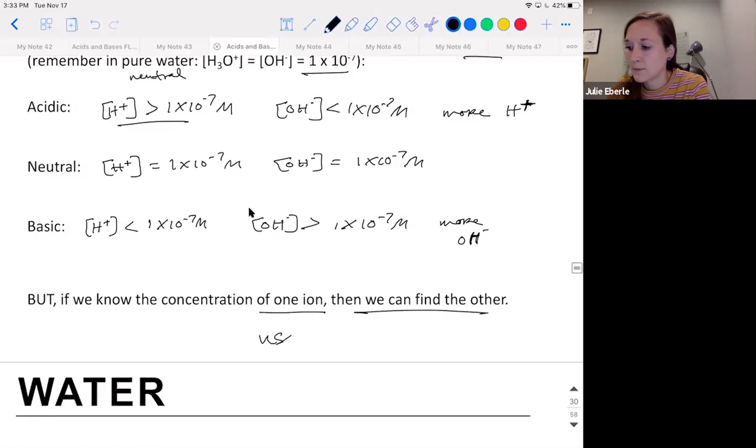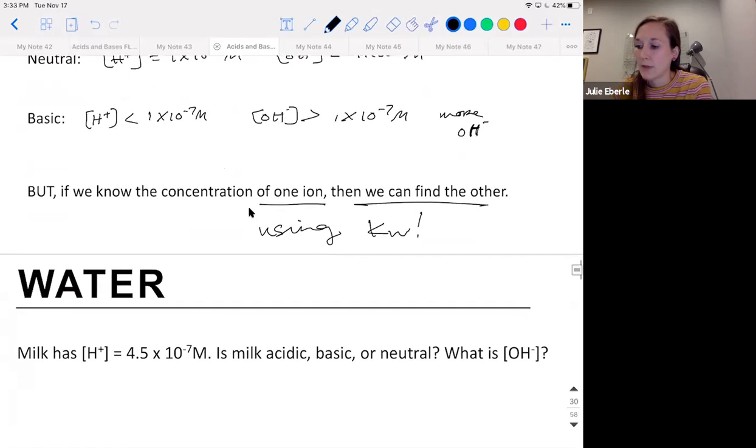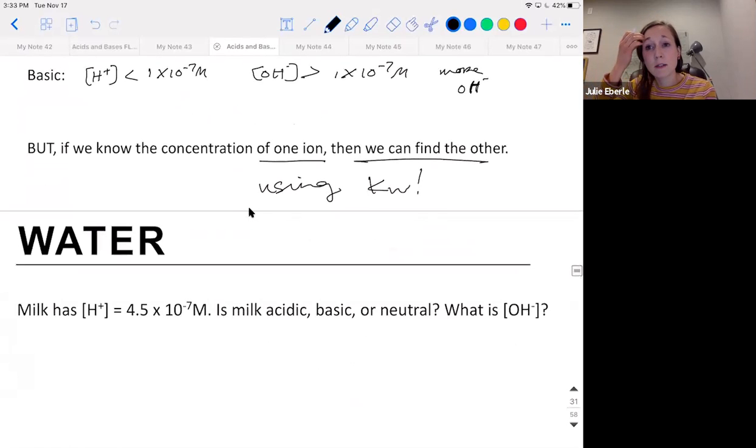So, using Kw, here's a question. Milk has a concentration of H plus of 4.5 times 10 to the minus 7. Would you classify milk as acidic, basic, or neutral? And then what is the concentration of OH minus?